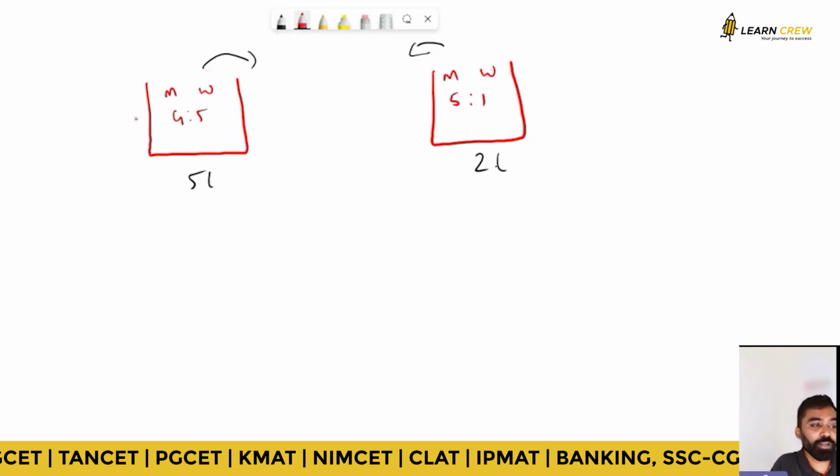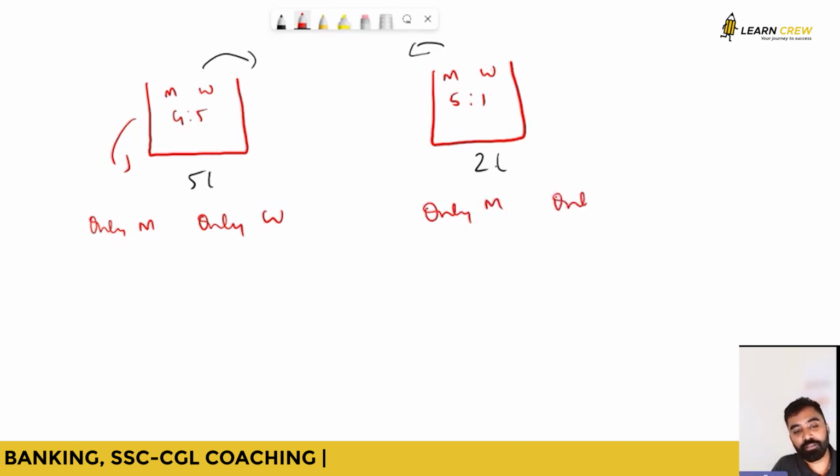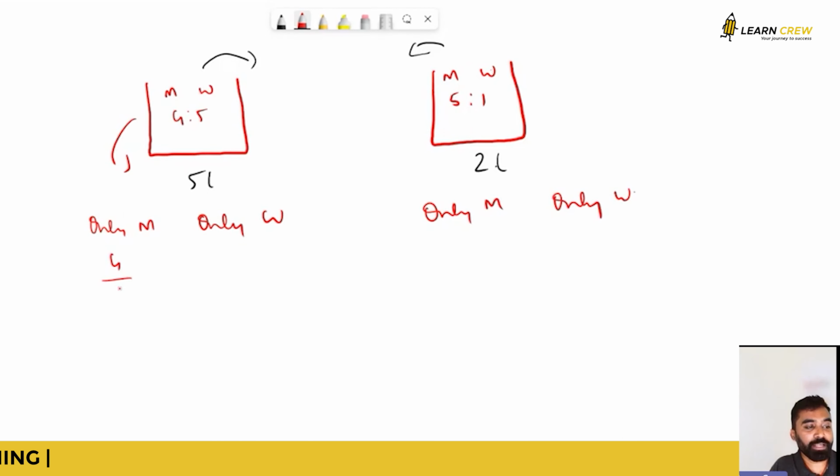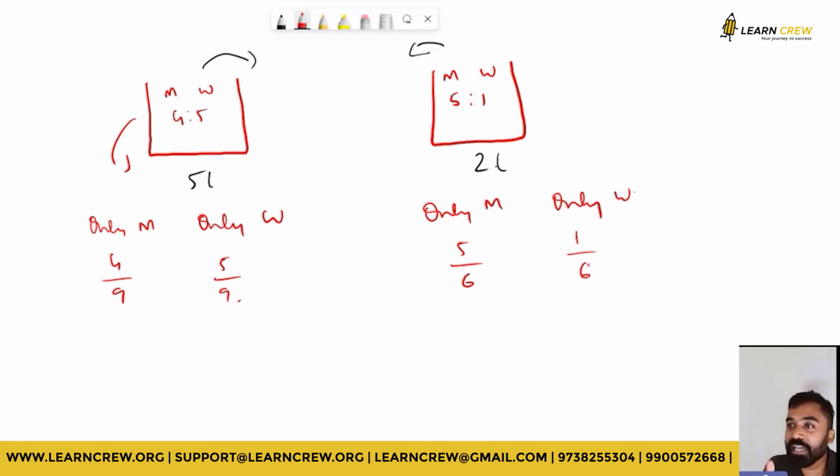Now, what is the only milk from this? Only milk, only water. Here only milk, only water. Here it is going to be 4 by 9 and 5 by 9, 5 by 6, 1 by 6. Now this is from the entire lot. But now I am interested only in this 5 liter lot. From this 5 liter lot, how much have I extracted?